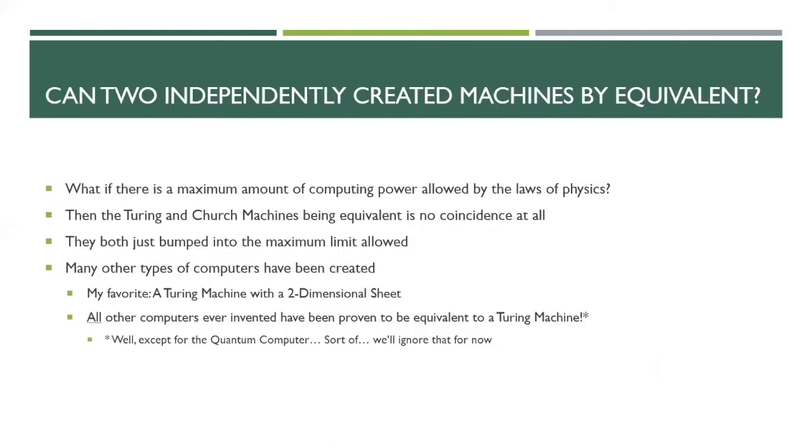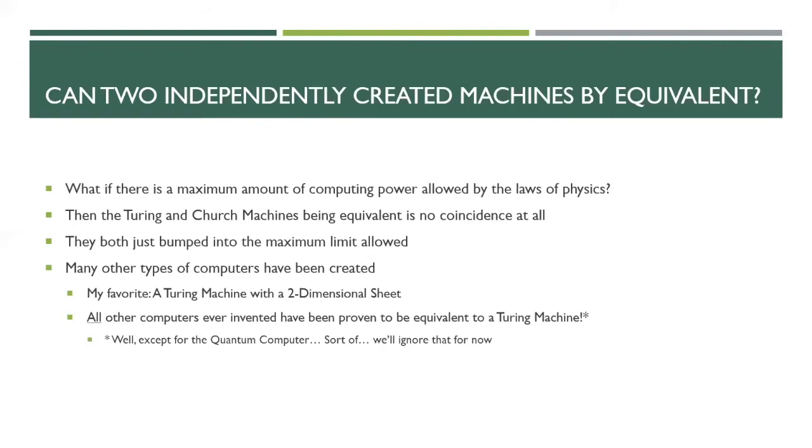Okay. So let's talk about how this might have happened. How can two independently created machines be equivalent? What if there was a maximum amount of computing power allowed by the laws of physics? Then the Turing and Church machines being equivalent is no coincidence at all. They simply happen to bump into the maximum allowed limit. And thus, if that's true, then every machine we create will be equivalent to a Turing machine. We'll be able to prove it is equivalent to a Turing machine.